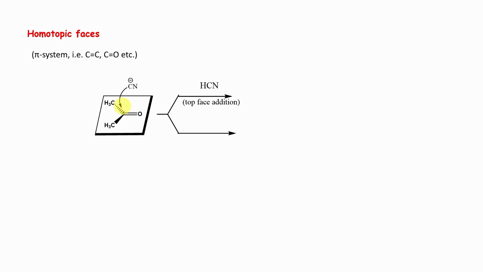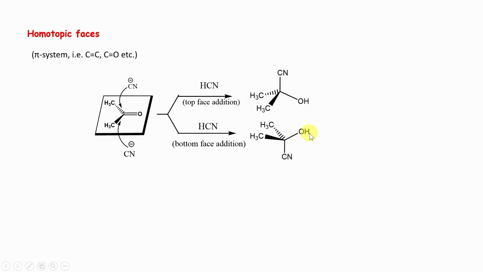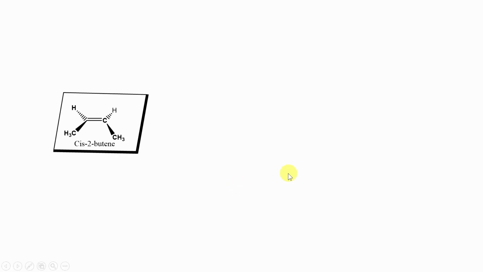If the cyano group attacks the acetone from the top face, then we will get this cyanohydrin. And if the cyano group attacks from the bottom face, then we will get this cyanohydrin. Both of these cyanohydrins are identical. You can see both are identical. And hence we can say the acetone molecule has homotopic faces. So if a molecule containing a pi system has homotopic faces, then addition reaction leads to the formation of homomers or identical structures. Okay. Similarly, cis-2-butene has homotopic faces.